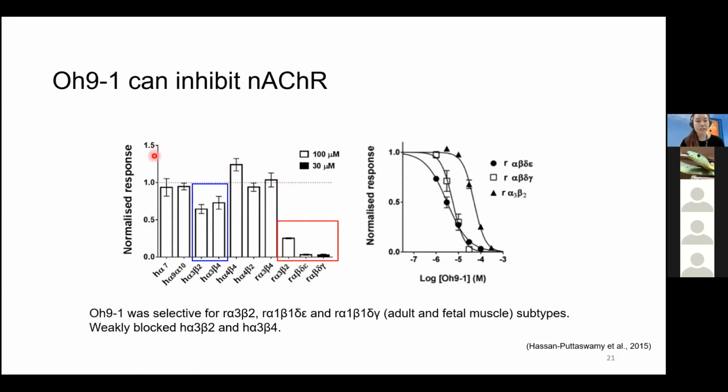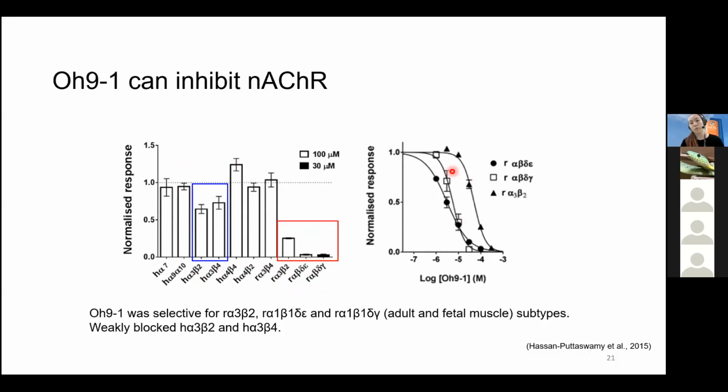And if you look at this graph over here, the y-axis represents the normalized response of the acetylcholine-induced currents of these particular nicotinic acetylcholine receptors that have been expressed in oocytes, same as the earlier diagrams that I've shown. When OH91 was applied, we can see that the muscle types, both adult and fetal from the rat, were almost completely inhibited, both by 100 micromolar as well as 30 micromolar of this toxin antagonist, as well as the rat neuronal alpha-3 beta-2 receptor type. OH91 also weakly inhibited the human neuronal alpha-3 beta-2 and alpha-3 beta-4 receptor types.